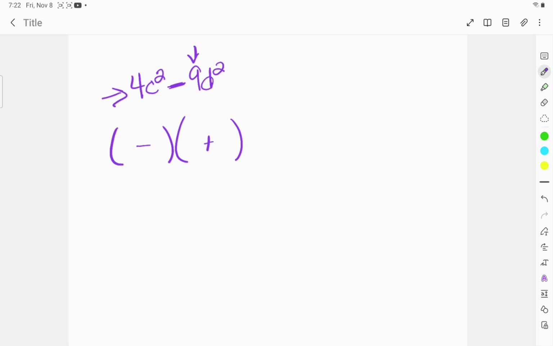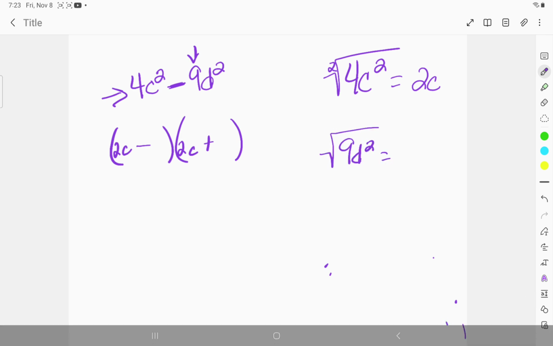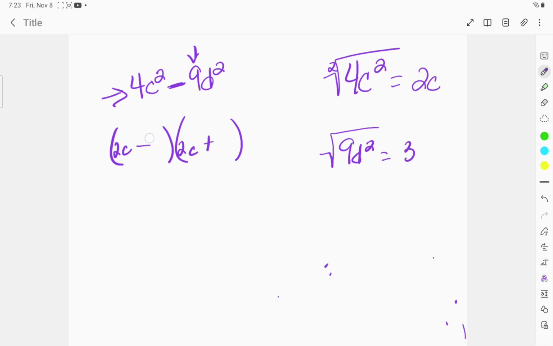All right? So now we're going to take 4c squared, and we're going to do the square root of that. So what's the square root of 4? It's 2. So I'm going to have a 2 and a 2. What's the square root of c squared? It's c. So I'm going to have a c and a c. Now you move on to your 9d squared. You're going to take the square root of that. Square root of 9 is 3. So a 3 and a 3. And the square root of d squared is d. So d and d.